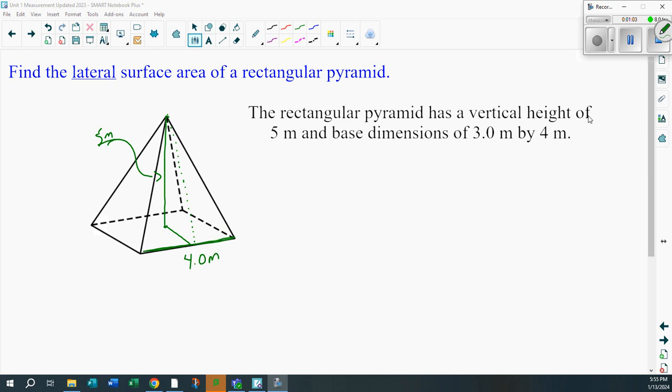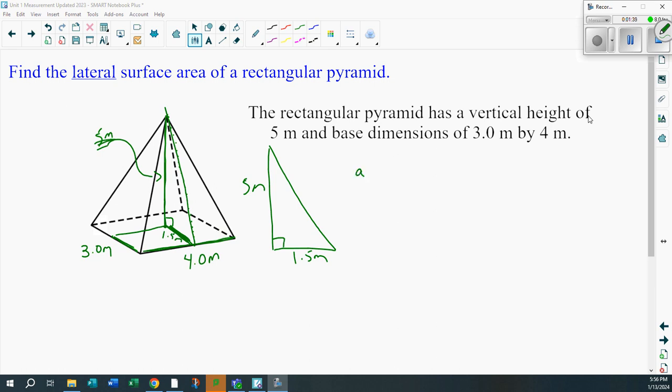Now, here's the thing. I'm going to put this 3.0 back. Why? Because that becomes an important dimension. You know and I know that, check this out, this length and this length here is half of that 3.0. There's 1.5 meters. The height is 5 meters. There's your triangle. A squared plus b squared equals the slant height. So think about it. This is 5 meters. This is 1.5 meters. A squared plus b squared equals c squared.